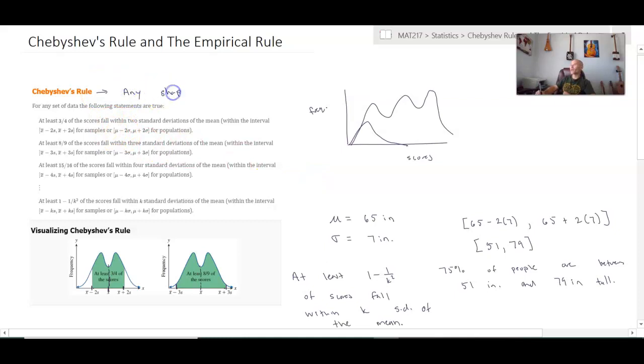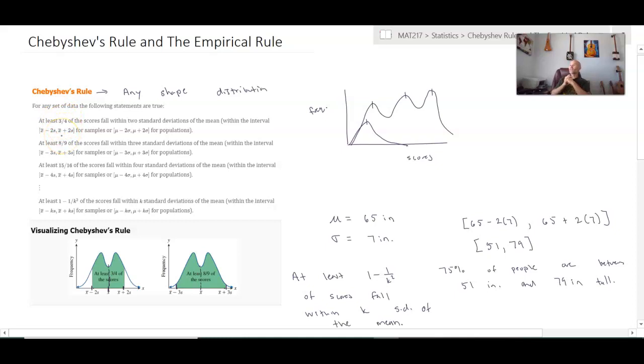It does not matter what that shape looks like, whether it's trimodal, like we have here, 3 peaks, whether it's 1 peak and it's kind of skewed to the right, or we have 2 modes. This works for any shape distribution, which of course means it's fairly lackluster. It doesn't give us a high level of accuracy.